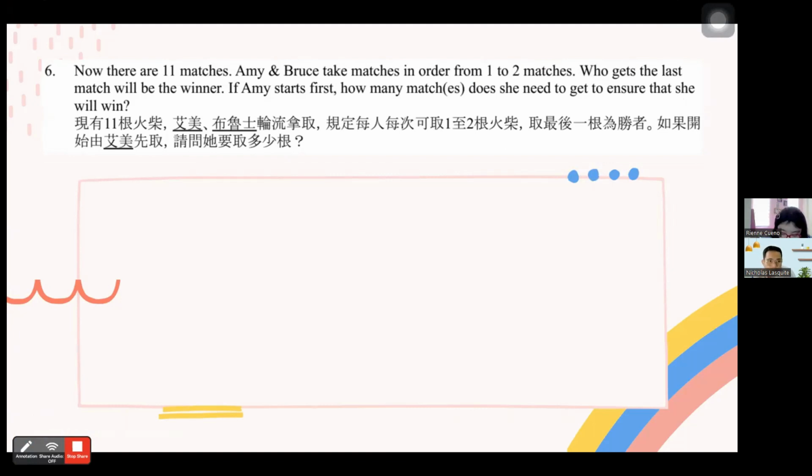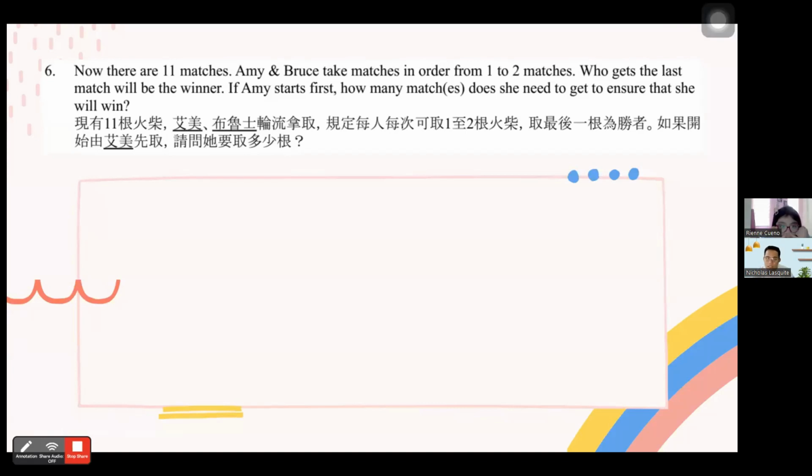Number 6. There are 11 matches. Amy and Bruce take matches in order from 1 to 2 matches. Who gets the last match will be the winner. If Amy starts first, how many matches does she need to get to ensure that she will win? What's your answer?